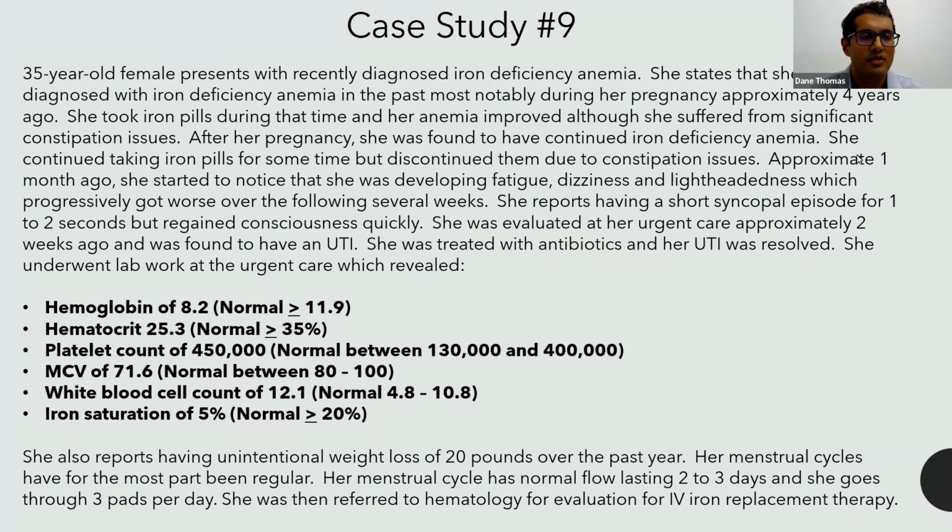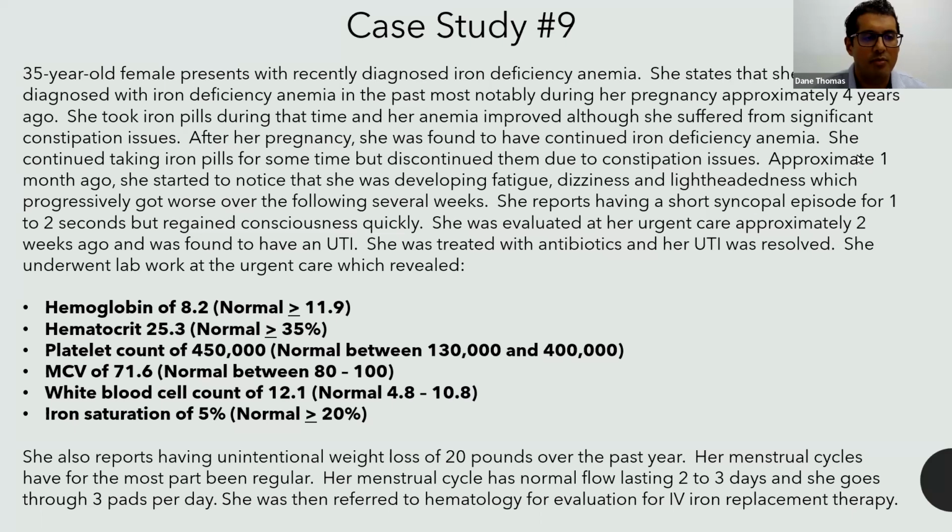Approximately 1 month ago, she started to notice that she was developing fatigue, dizziness, and lightheadedness, which progressively got worse over the following several weeks. She reports having a short syncopal episode for 1 or 2 seconds, but regained consciousness quickly. She was then evaluated at her urgent care approximately 2 weeks ago and was found to have a UTI. She was treated with antibiotics and her UTI was resolved. She underwent lab work at her urgent care, which revealed the following.